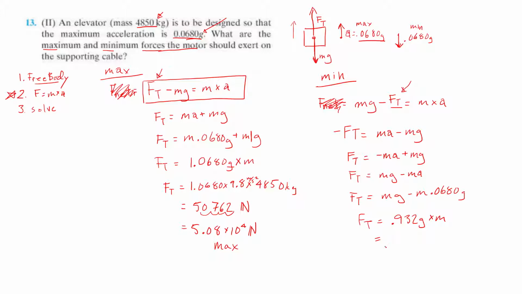So I could solve now. 0.932 times 9.8 meters per second squared times this gigantic mass, which is 4850 kilograms, and I get my raw number is 44298 newtons. But of course, sig figs and scientific notation, I'm going to rewrite that as 4.43 times 10 to the fourth newtons. All right, this is my min.